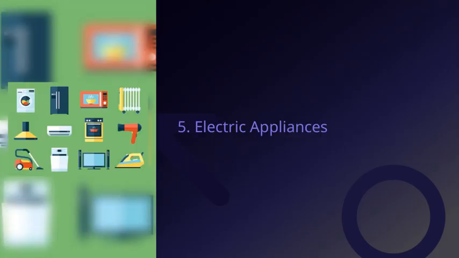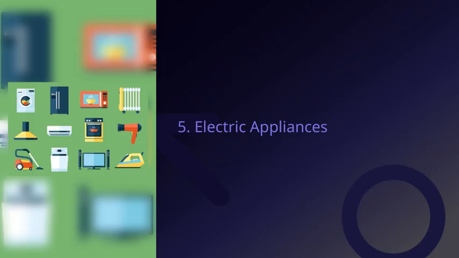Now, let's move on to the section about electric appliances. These devices are an integral part of our daily lives, making tasks easier and more efficient. When we talk about electric appliances, we're referring to a wide range of devices, from small gadgets like toasters and coffee makers to larger appliances like refrigerators and washing machines. One key point to remember is that these appliances rely on electricity to operate, which means they can significantly impact our energy consumption. That's why energy efficiency is such an important consideration when choosing appliances.